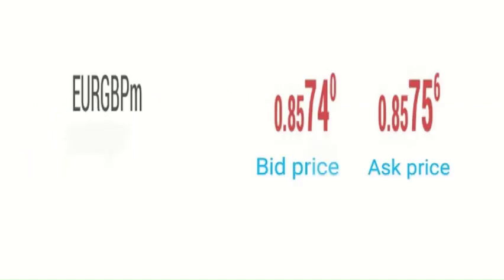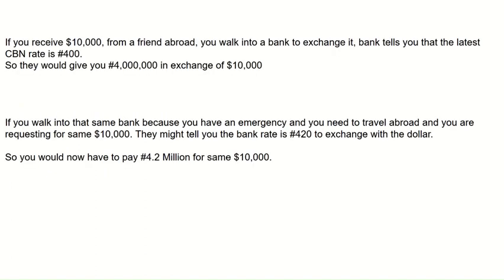For example, EUR GBP here, 0.8574 is the bid price. 0.8575 is the ask price. Mostly you will see that the ask price is usually higher than the bid price. You get to know why very, very soon. So from the image in the previous slide, 0.8574 is the bid price, which is the buying price, which is the price brokers are willing to buy from you. And the ask price is 0.8575.